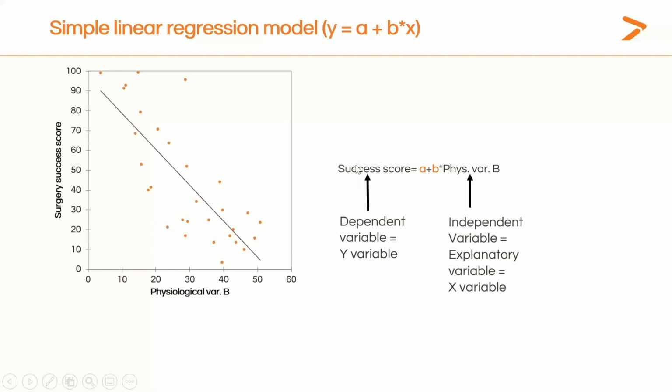So this is the dependent variable, which we also call y, and this is the independent variable, which we also call x, and a and b are the model parameters or coefficients. Now a is the intercept, so this is the intersection between the model line and the y-axis, and b is the coefficient which we most of the time are interested in.